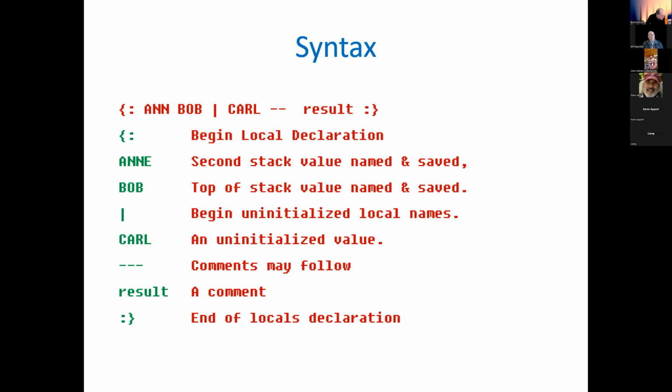The variable names before the stick character are initialized from the stack. So in this case, Ann and Bob both would receive automatically the top 2 values in the stack. And the variable Carl is not initialized. So you're quite flexible. You can just declare variables and use them, or you can declare and initialize variables and use them.